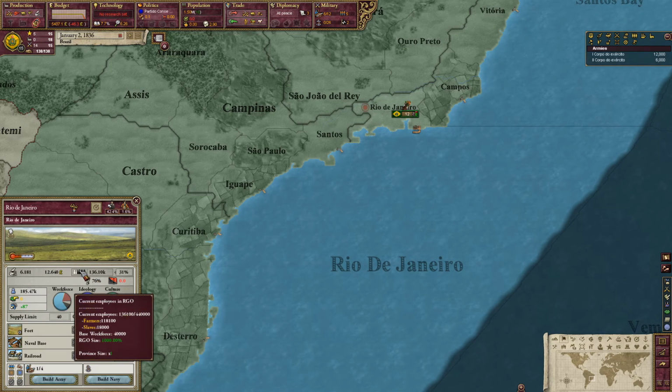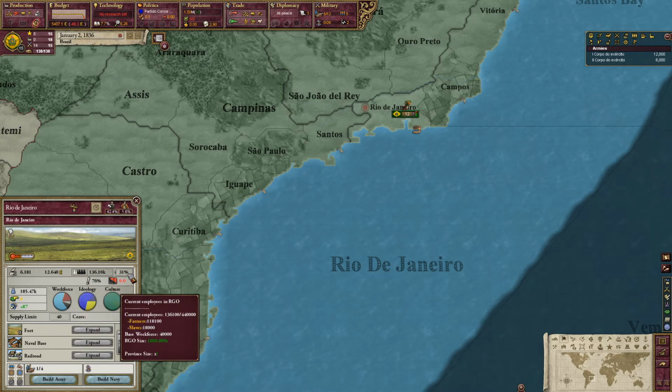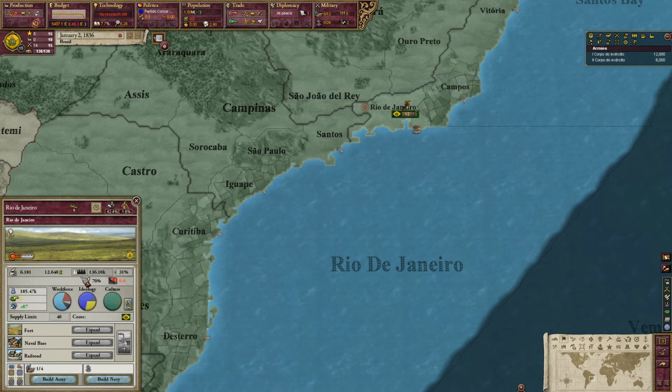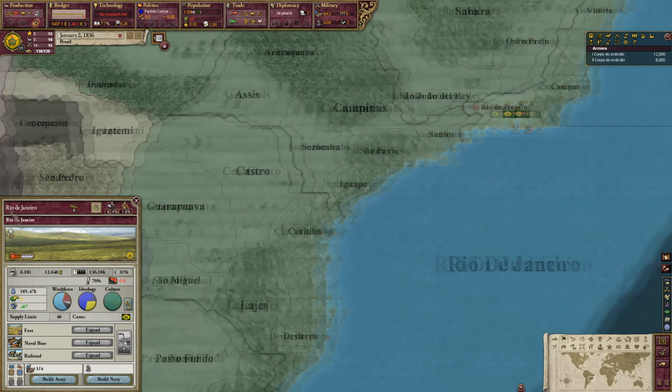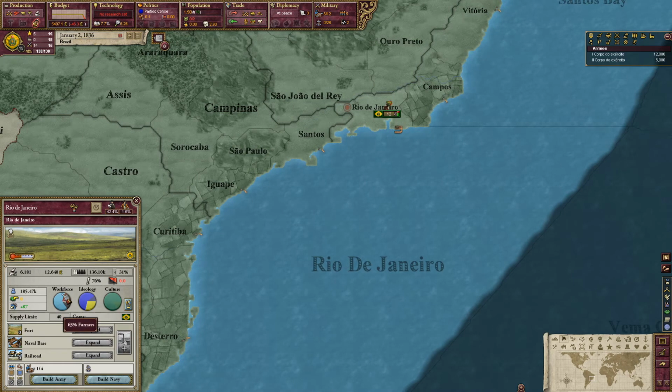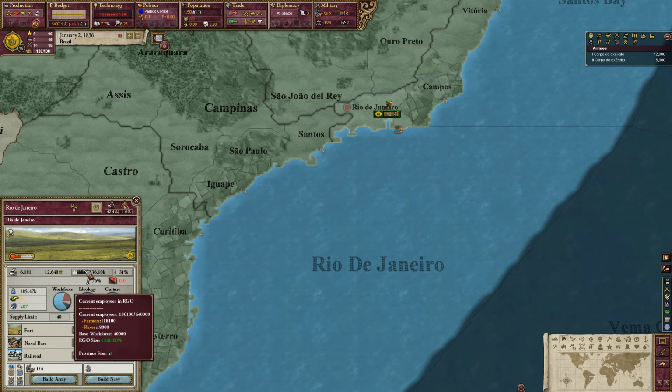This will show you the amount of employees in the RGO, which is just the word for the resources. Now, if you notice, right here it shows that there's 31% of the employees in the RGO. That does not mean that 31% of the population of the province is in the RGO. As you can see, 63% of our population are farmers. Every RGO has a max output, which can be affected by technology.